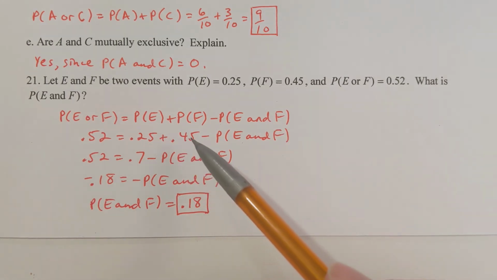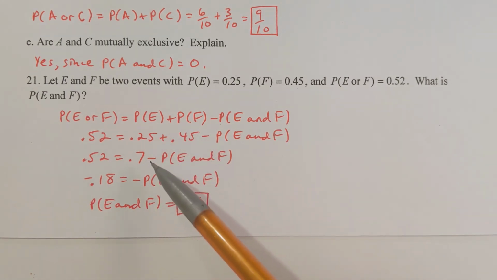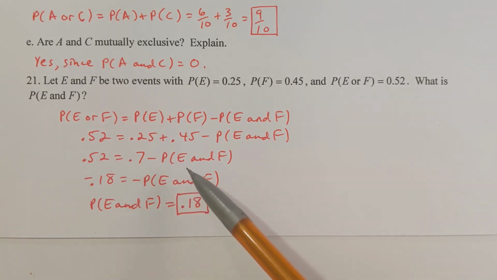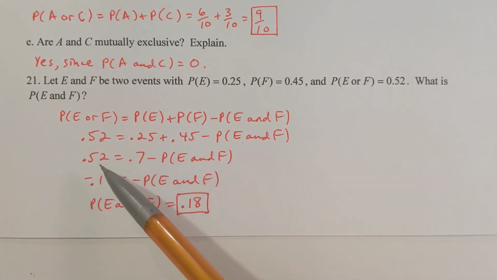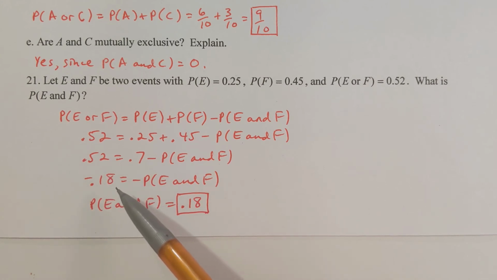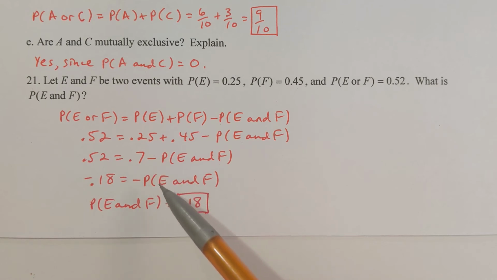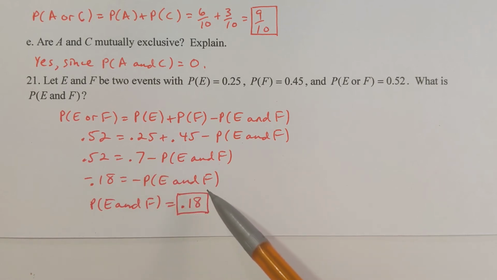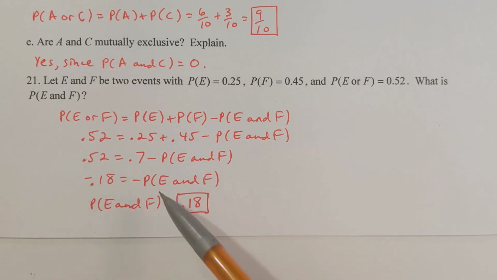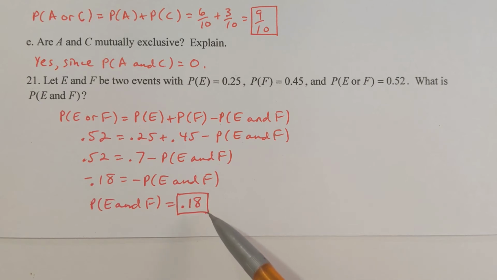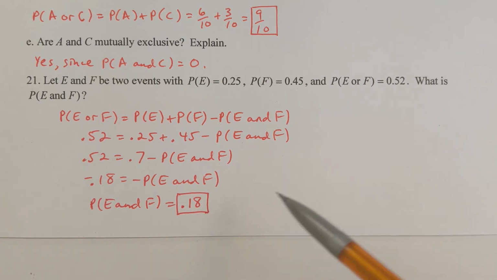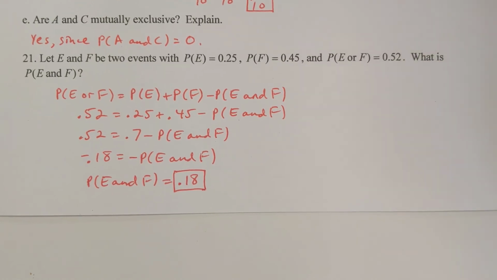Well, 0.25 plus 0.45 would be 0.7, minus the probability of E and F. If I subtract 0.7 from both sides, 0.52 minus 0.7 is negative 0.18. That would be equal to negative the probability of E and F. Multiply both sides by negative 1 to get rid of those negatives, and the probability of E and F would be 0.18. So that's an example where I'm using the general addition rule. There's a couple of those in the book, by the way.